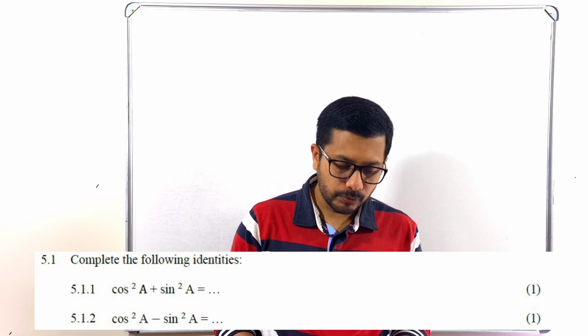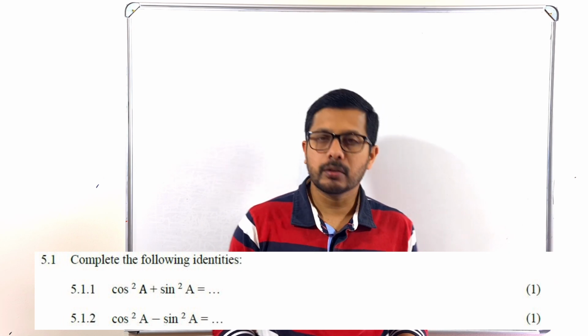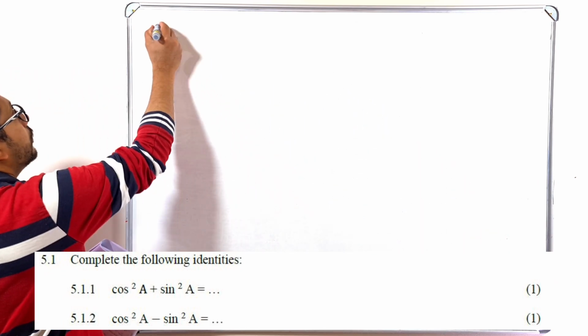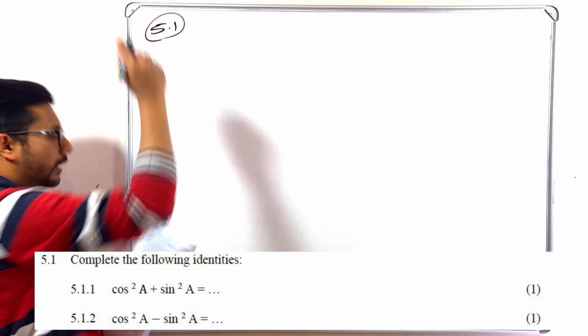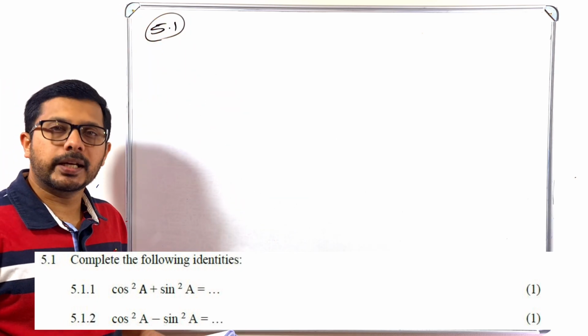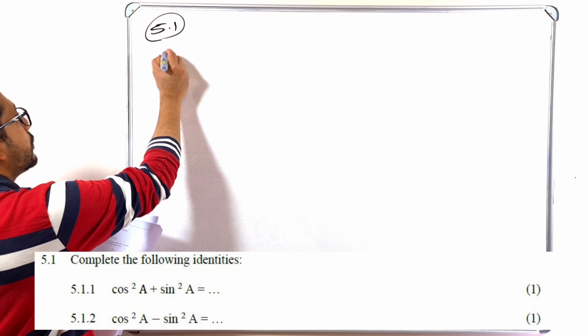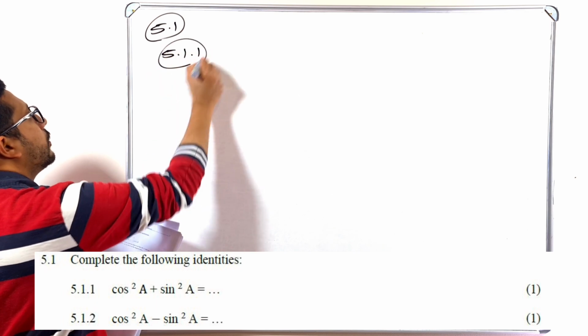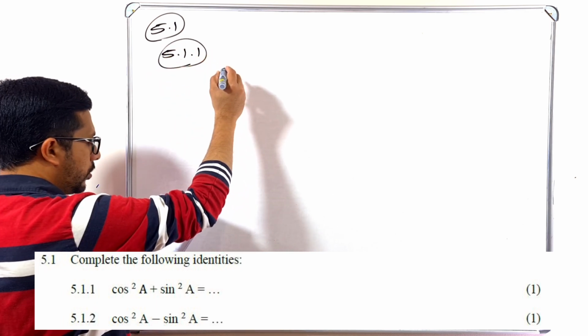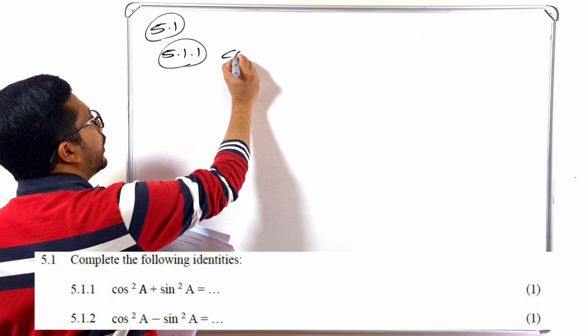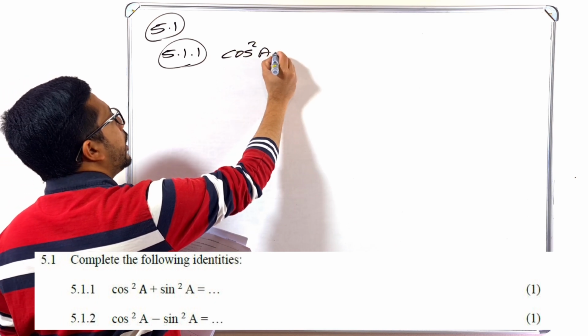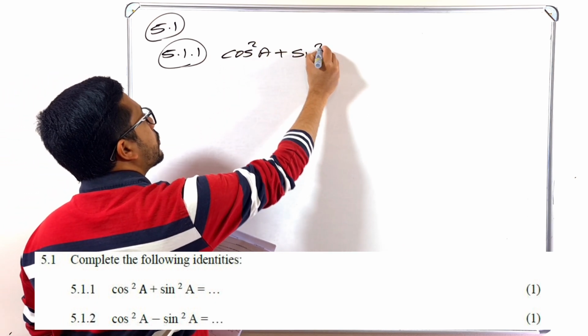5.1. Complete the following identities. Question 5.1. What is the first question? 5.1.1. Cos squared A plus sine squared A.